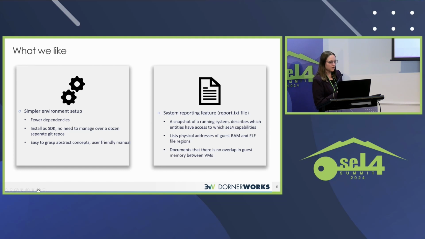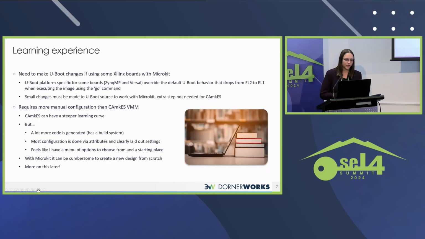Another thing that I noticed is the system reporting feature, which is what I'm calling it right now. This is the report.txt file that gets generated with every Microkit project. It's basically a snapshot of a running system, which describes which entities have access to which seL4 capabilities. It lists the physical addresses of guest RAM and ELF file regions, and documents that there's no overlap in guest memory between separate VMs. This helps to prove out our system isolation claims to our customers, and it's extra proof of that.